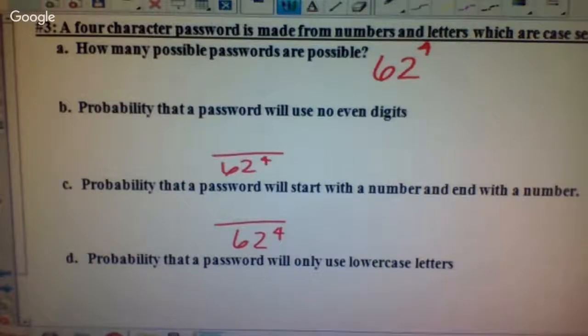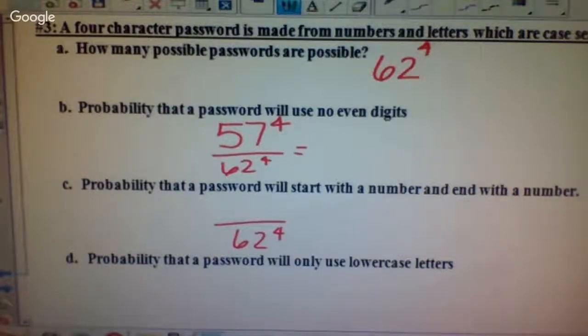Right. Okay. B says the probability that a password will use no even digits. So now I'm taking away all of your even digits. How many choices am I taking away? 5. I'm taking away 0, 2, 4, 6, and 8. So if I started with 62 and I'm taking away 5, I have how many options now? 57. How many times do I have 57 options? 4. So that's 57 to the 4th divided by 62 to the 4th.